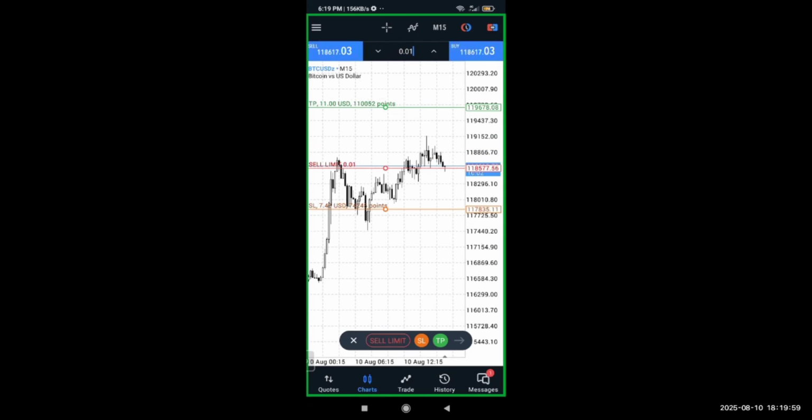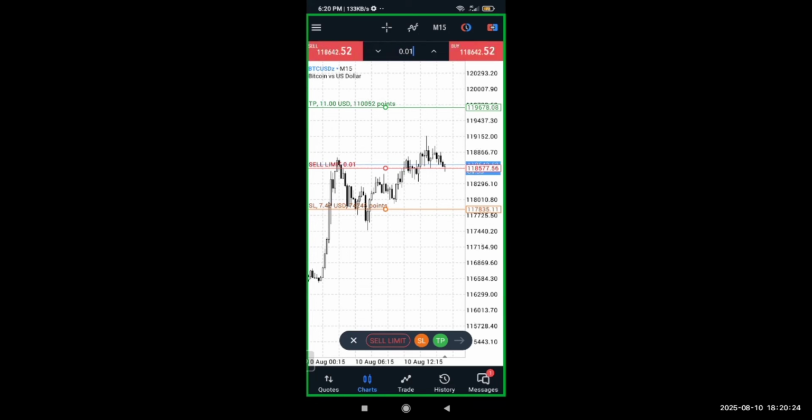If the market goes in my favor, it will give me $11, and if it goes against me, it will give me 7. This will give you the accurate amount that you are going to risk when you enter the market here. Remember, I have not entered. Don't go ahead to set something like this and then you would proceed.